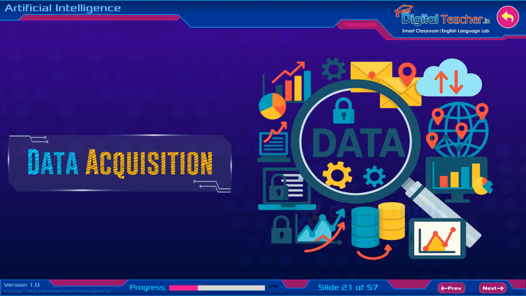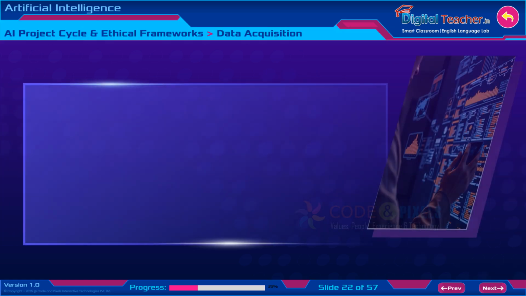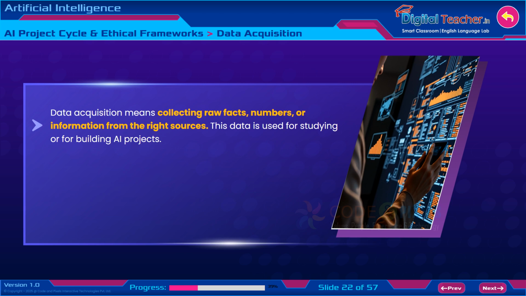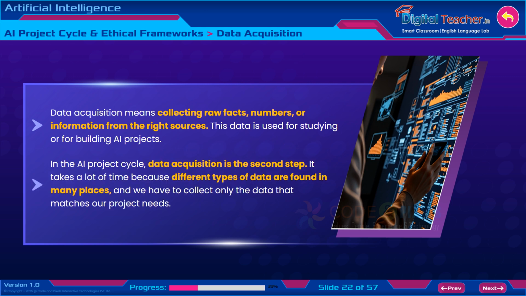Data acquisition. Data acquisition means collecting raw facts, numbers, or information from the right sources. This data is used for studying or for building AI projects. In the AI project cycle, data acquisition is the second step. It takes a lot of time because different types of data are found in many places, and we have to collect only the data that matches our project needs.